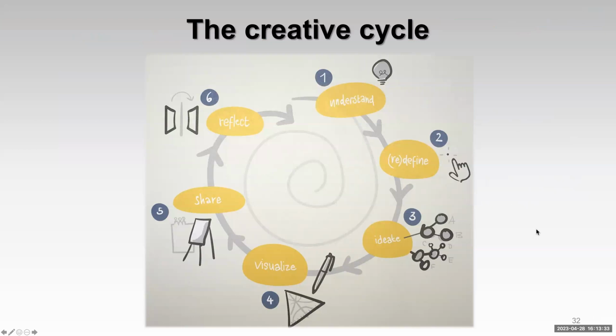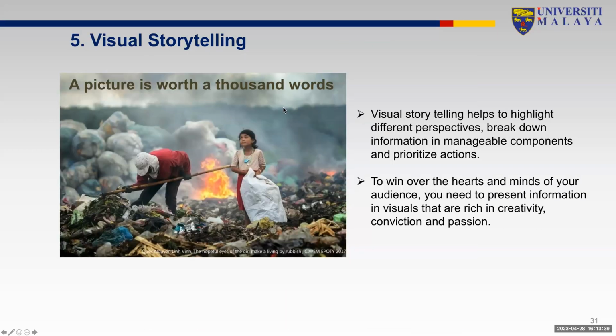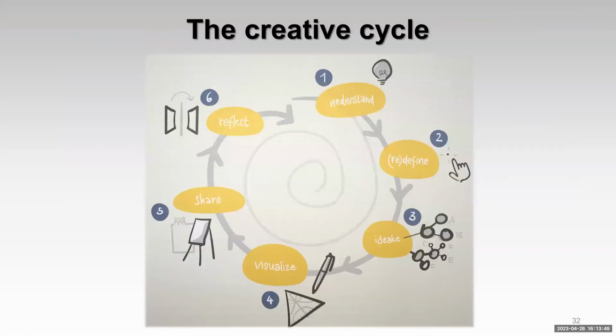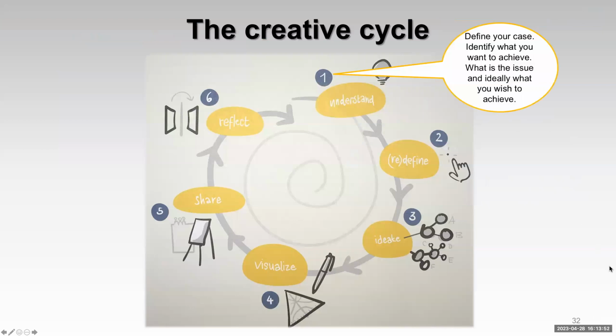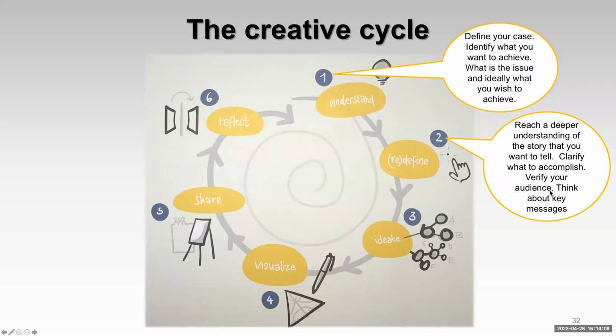And we come back to the design thinking concept once again in the storytelling, you see. It comes back because design thinking and visual thinking and storytelling are essentially the same game. You try to understand the problem, define your case, identify what you want to achieve, what is the issue, and what exactly you want to propose. And then you go and redefine, okay? Because when you redefine, you get a better understanding of the original raw idea you had.